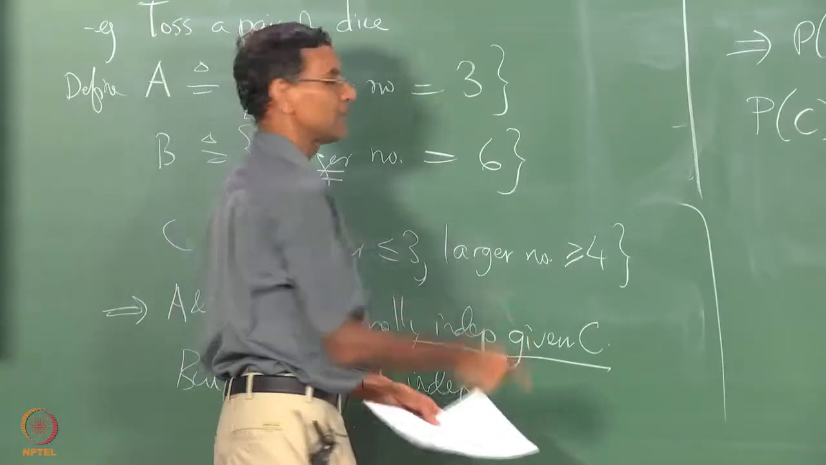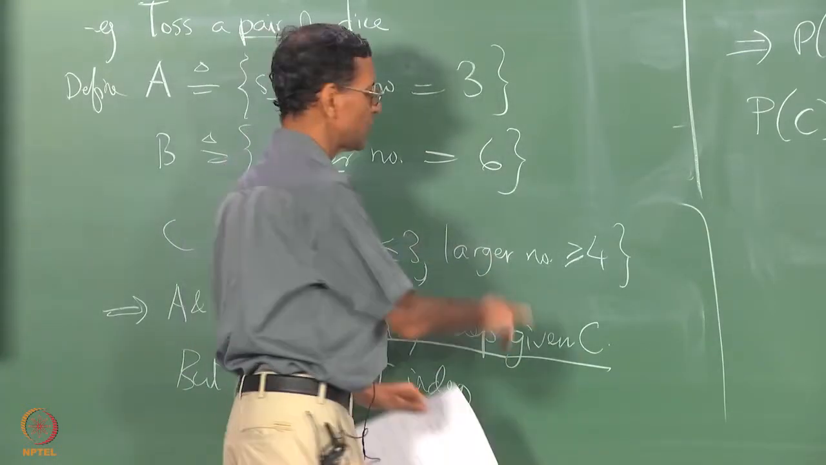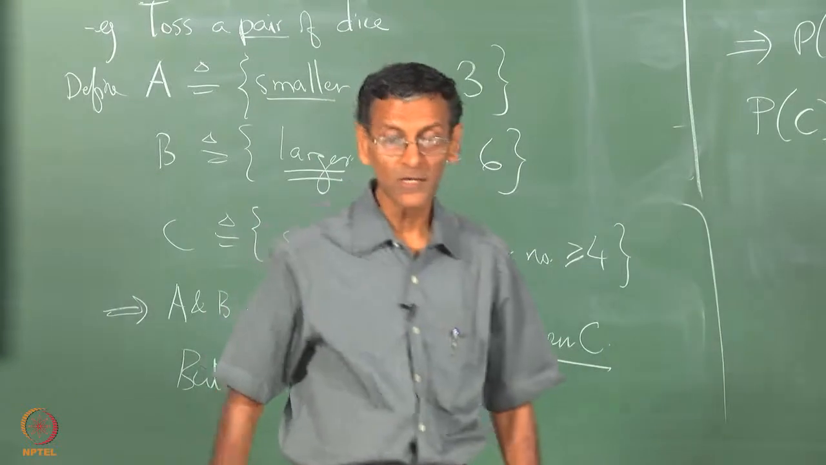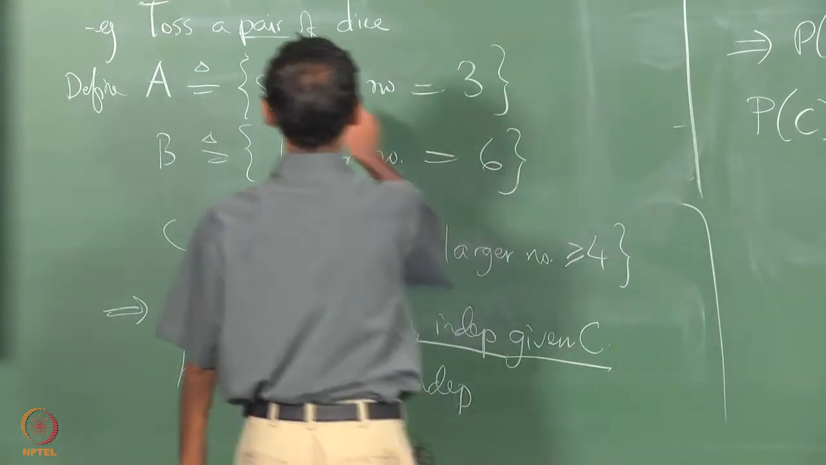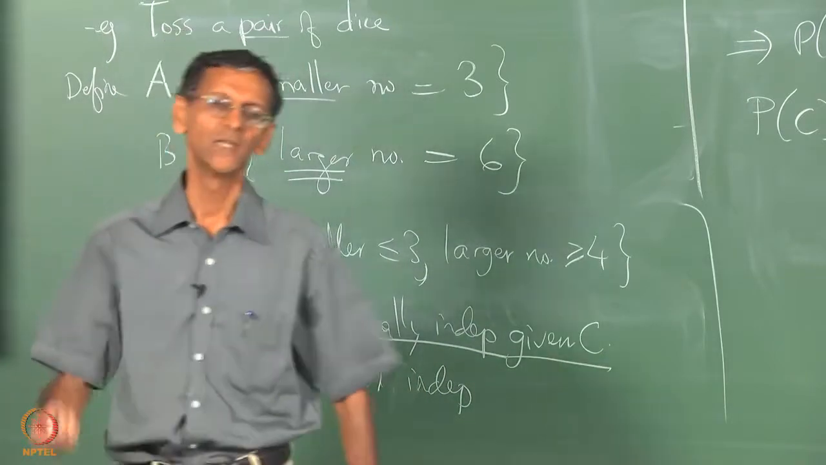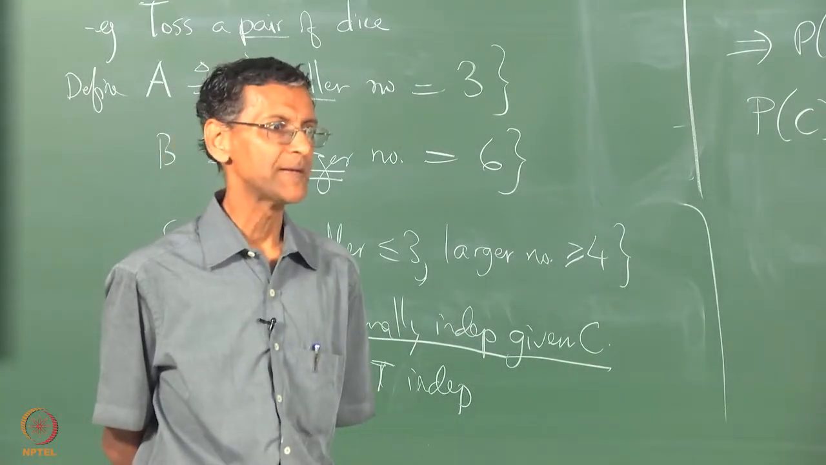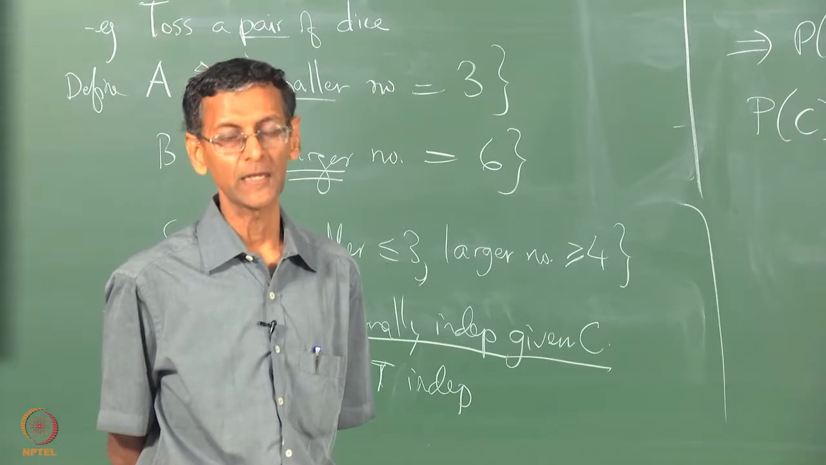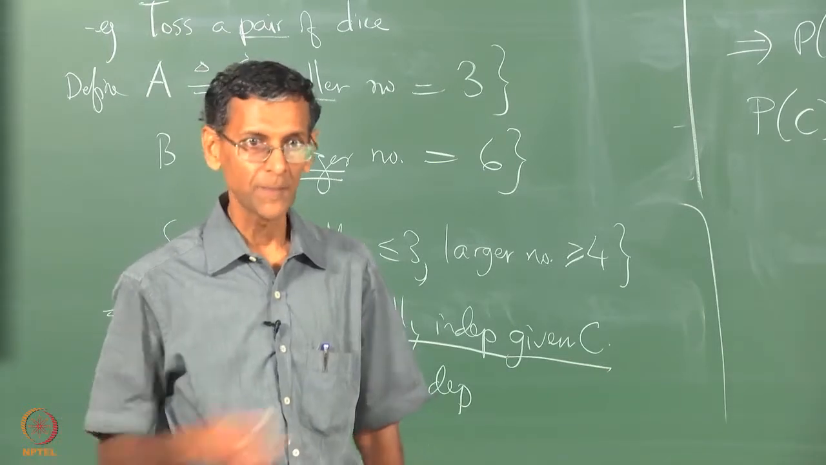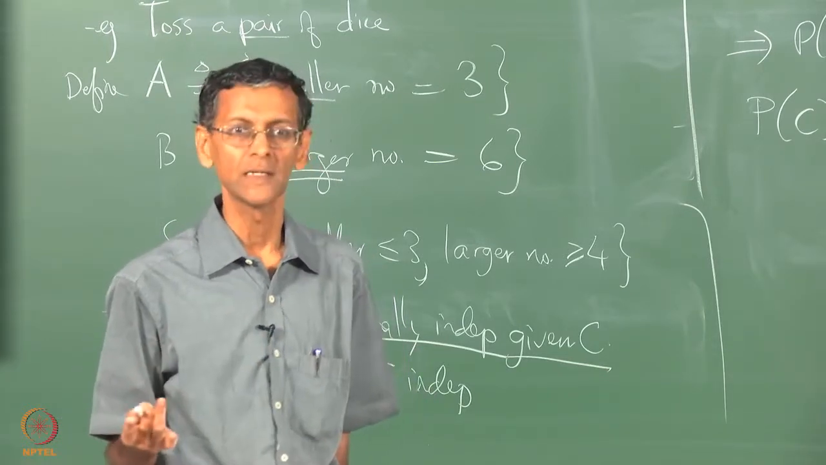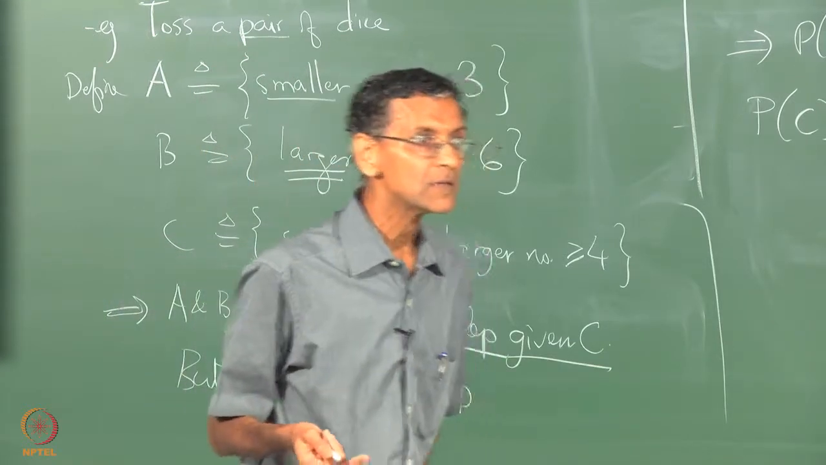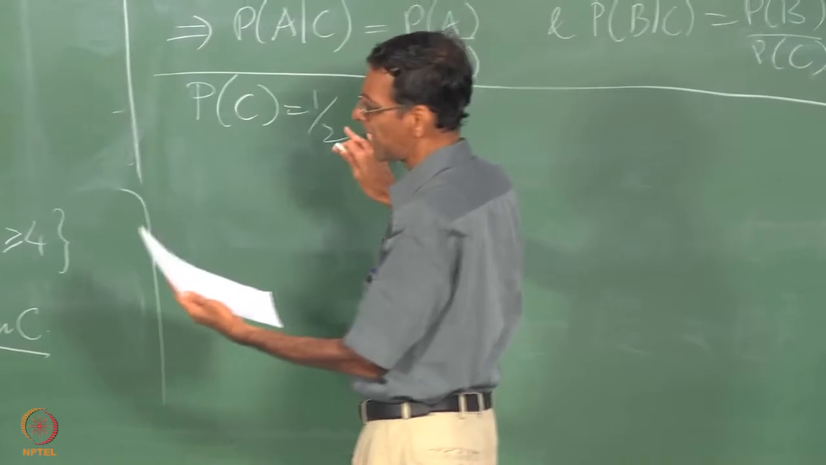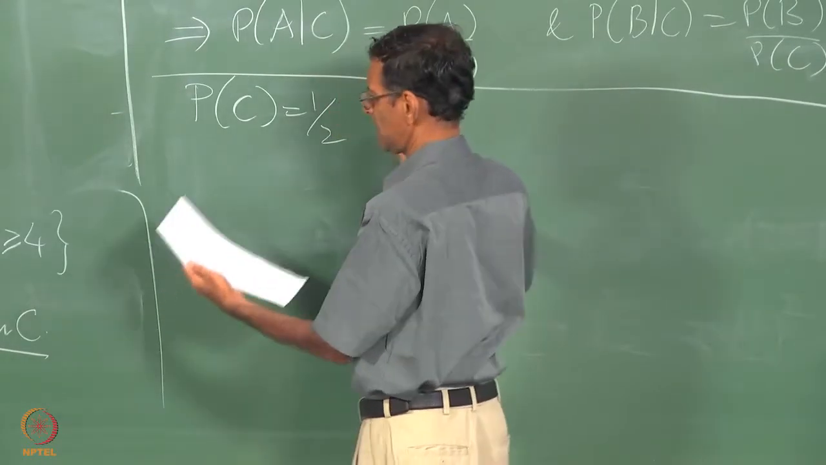You'd have to actually write out all combinations which would give you this, and this is a compound space. Whenever you see a pair of dice, the sample space is 36 points and each point is equally likely. That is the standard assumption, that each die is independent of the other, and that gives you 1 by 36. So P of C is half.